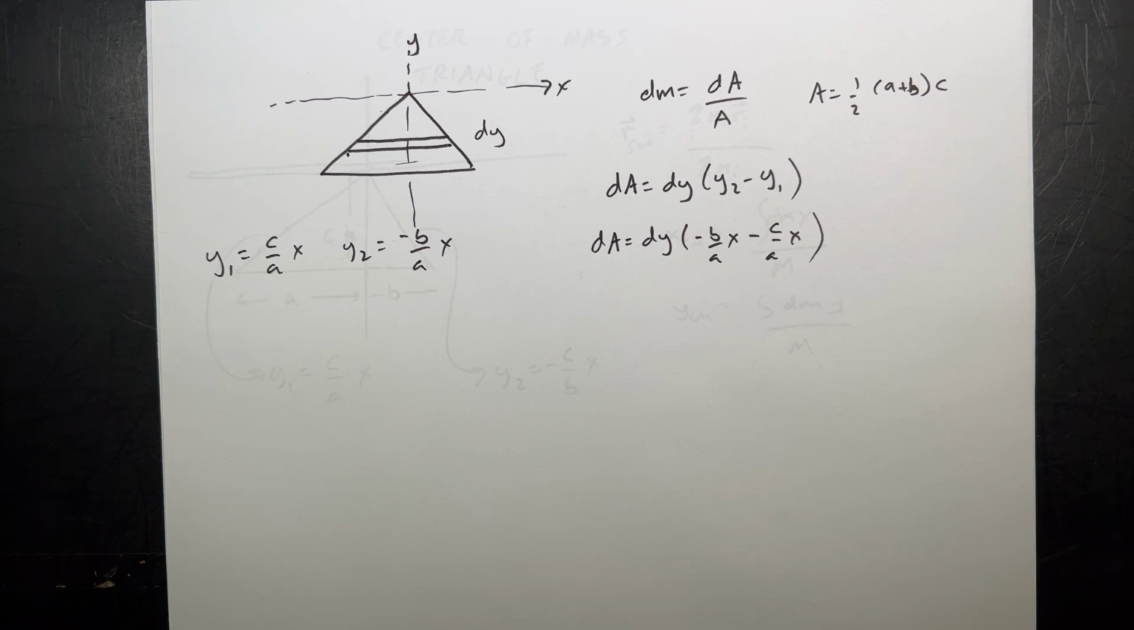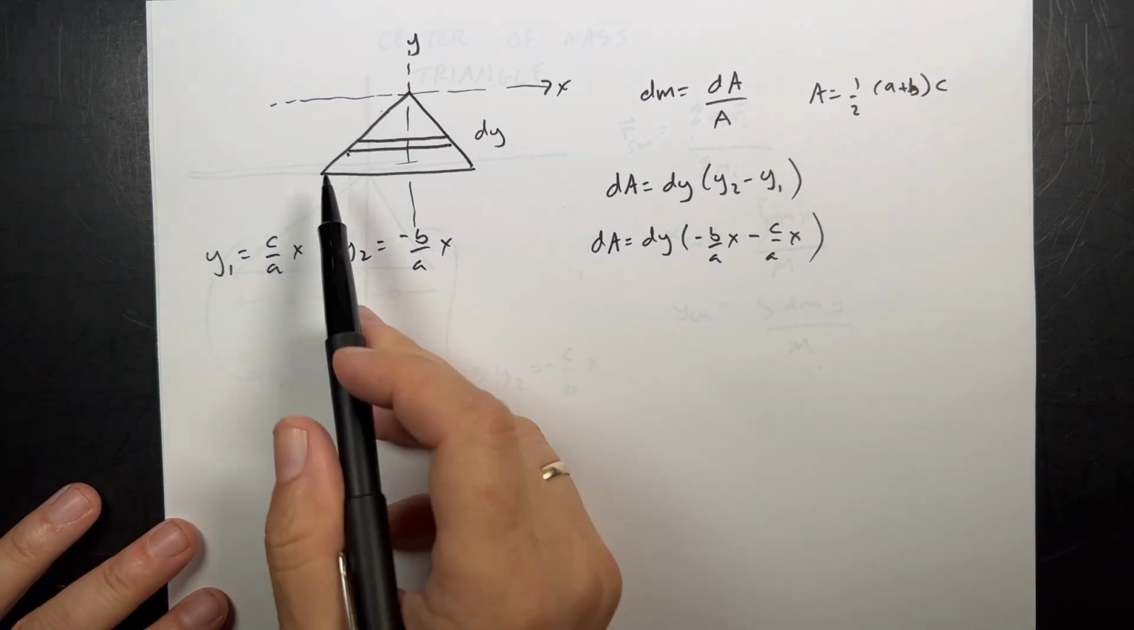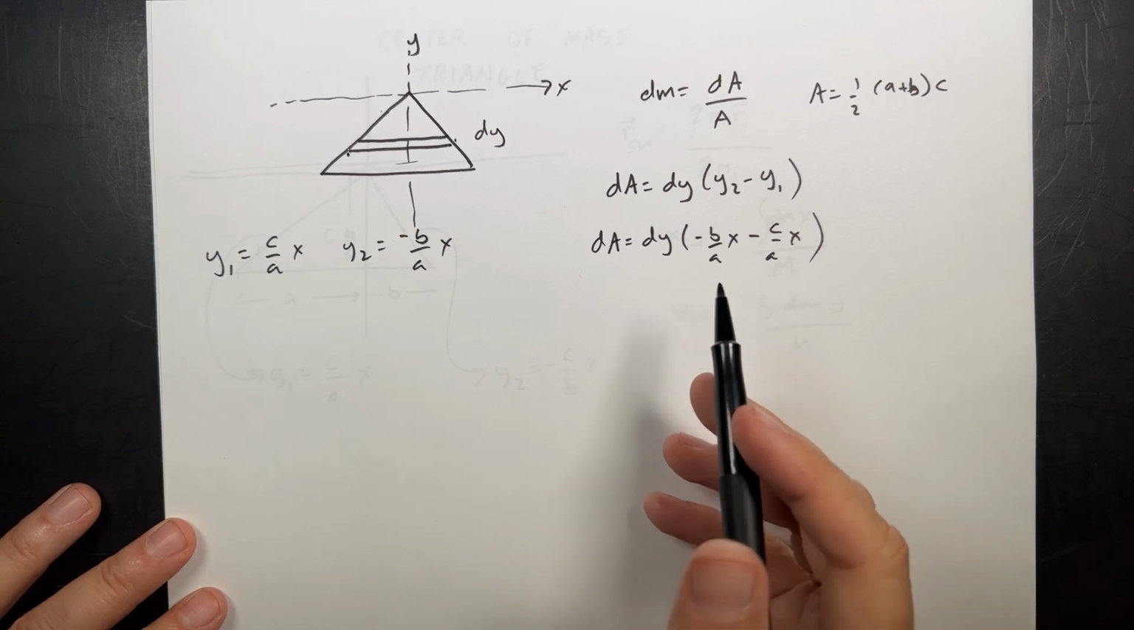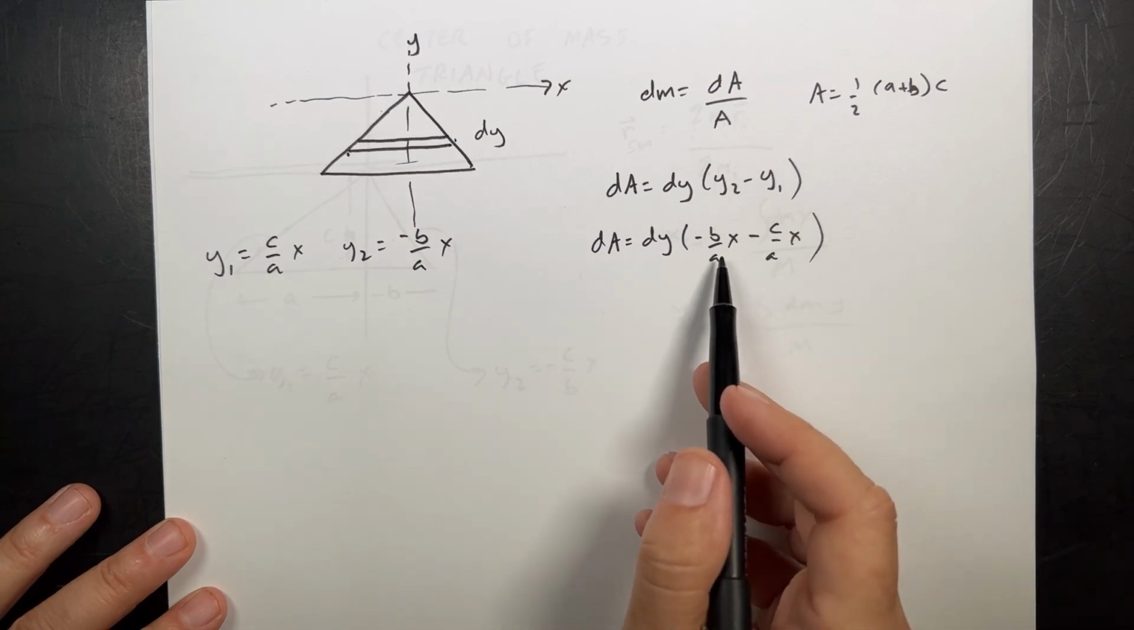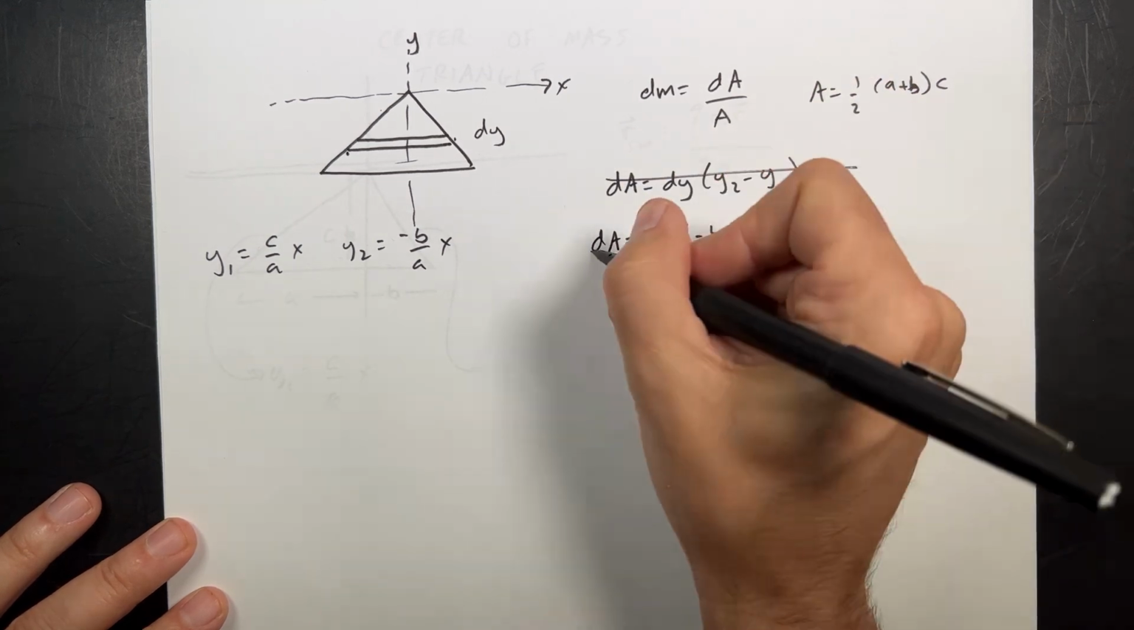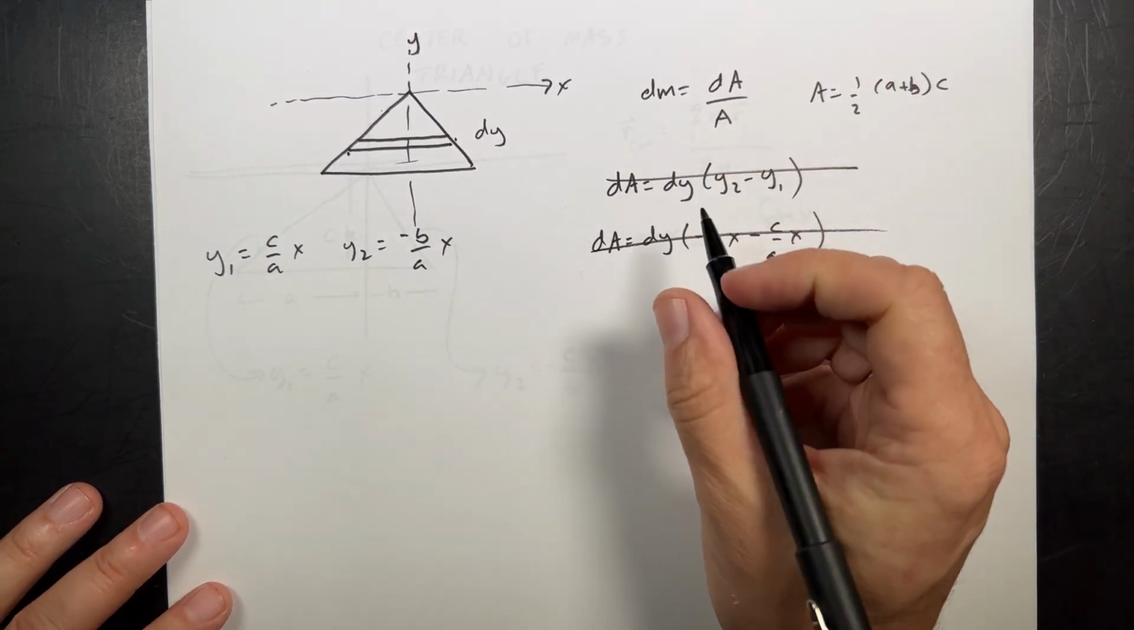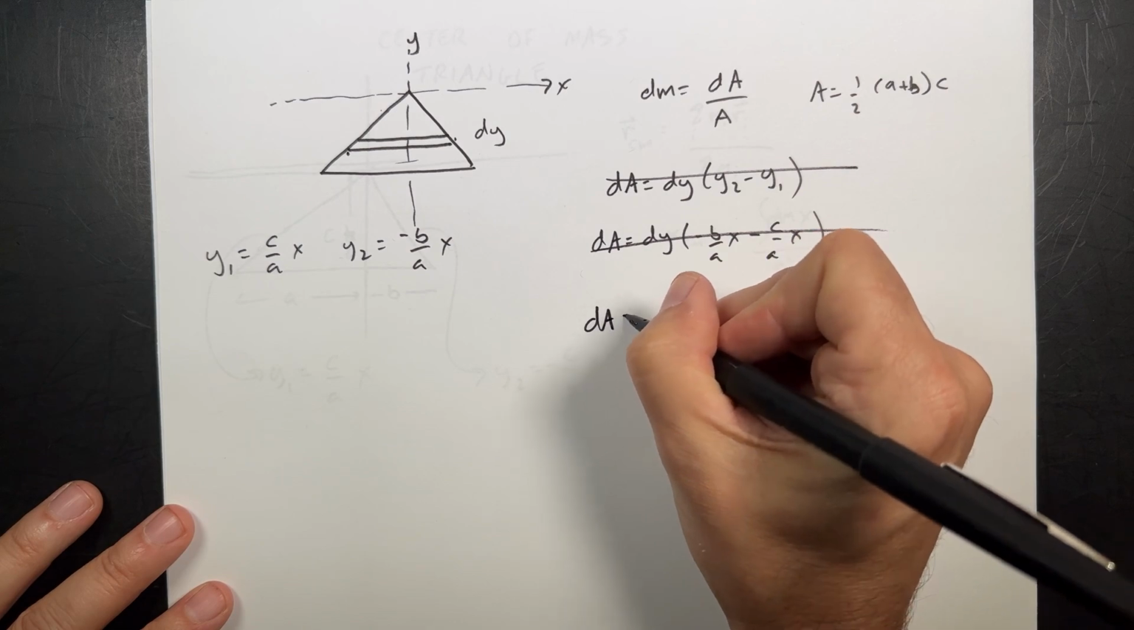But you know what? I think I'm going to change that. I'm not going to write that because I'm going to write an integral over y, and I don't want to have x in there. So I can find the x values over here. Those are the, no, wrong. Okay, that's what dA is going to be.